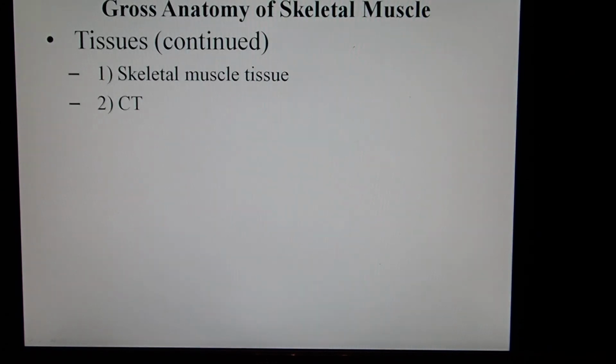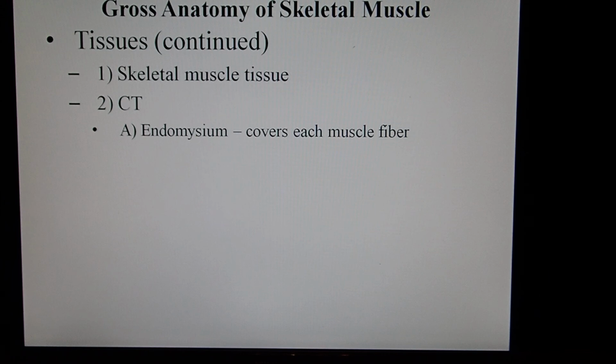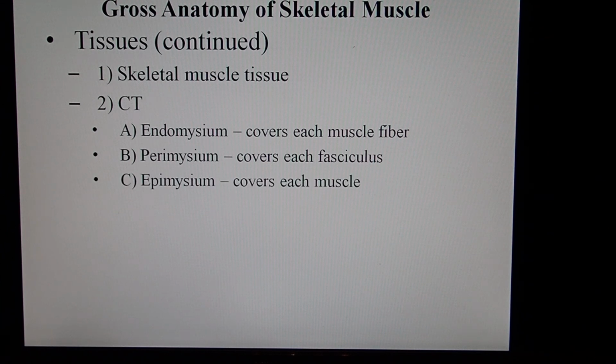Then we talked about the connective tissues. We talked about endomysium, and we said that endomysium covers each individual cell. We said perimysium was a layer of connective tissue that covers each fasciculus, and that the epimysium was a layer of connective tissue that covers the entire muscle. And then superficial to that, you would have the fascia, which would cover the entire structure, and then also kind of fills in between the muscles.